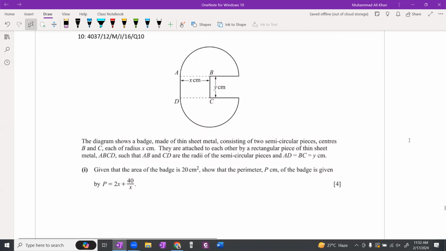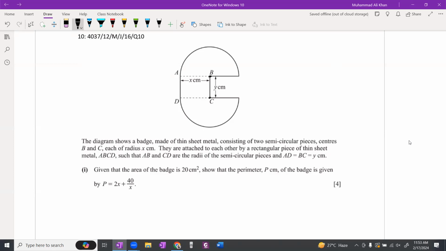Now, question number 10. A diagram is given. The diagram shows a badge made of thin sheet metal consisting of two semicircular pieces, centers B and C. B is the center of the above semicircle, C is the center of the below semicircle. Radius is x. They are attached to each other by a rectangular piece of thin sheet ABCD.